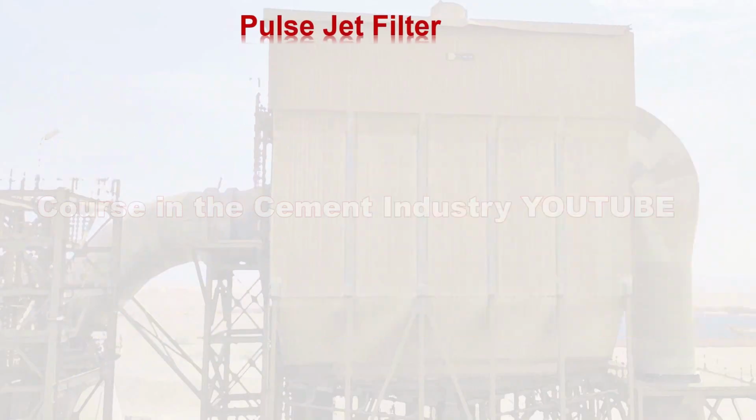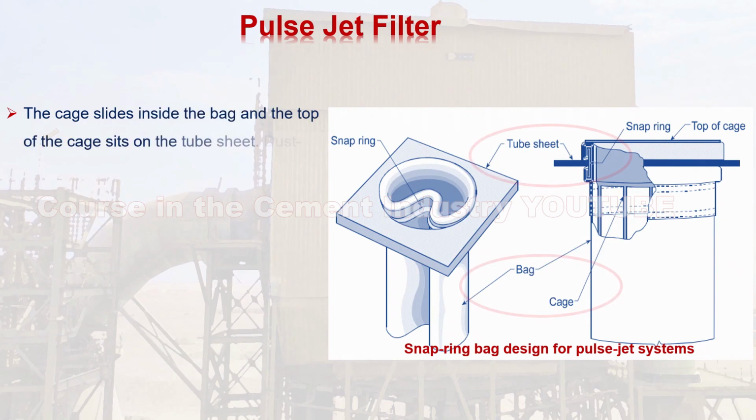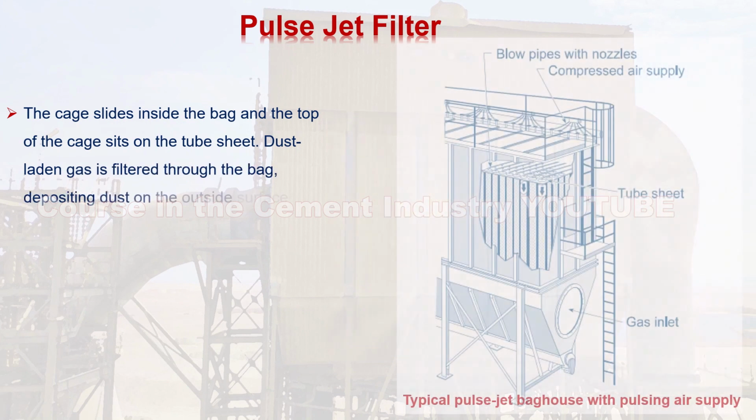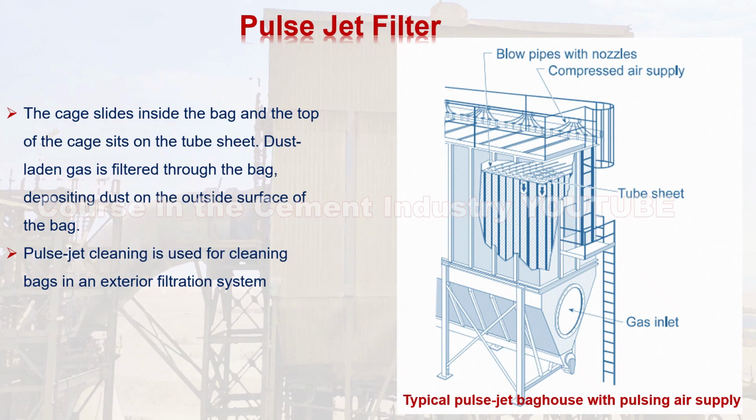Pulse jet filter. The cage slides inside the bag, and the top of the cage sits on the tube sheet. Dust-laden gas is filtered through the bag, depositing dust on the outside surface of the bag. Pulse jet cleaning is used for cleaning bags in an exterior filtration system.